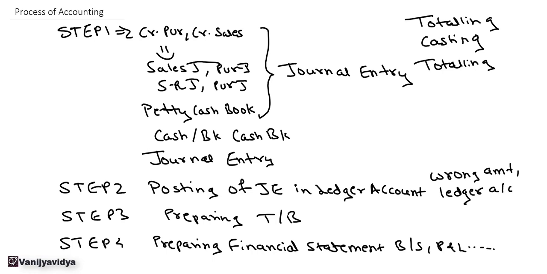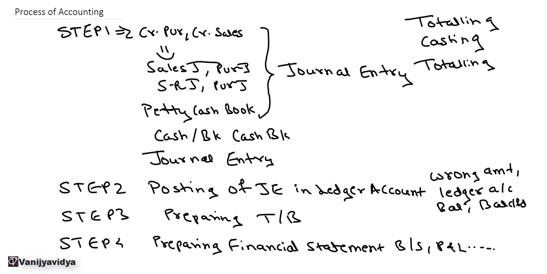Then posting the entry on the wrong side of the ledger account. For example, in case of purchase of asset, the entry will be asset account debit to bank account, but instead of posting the journal entry on the debit side of the asset account, it is posted on the credit side. So, wrong side of the ledger account. Then there might be an error in calculating the balance. There might also be an error in carrying forward the balance in the ledger account.